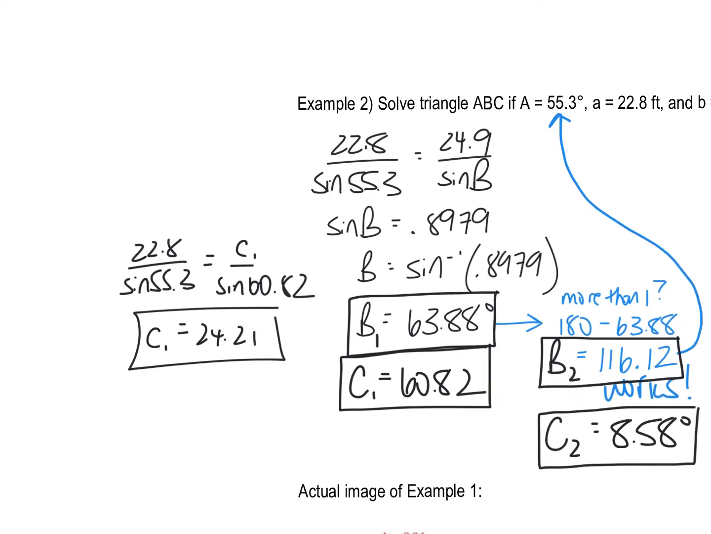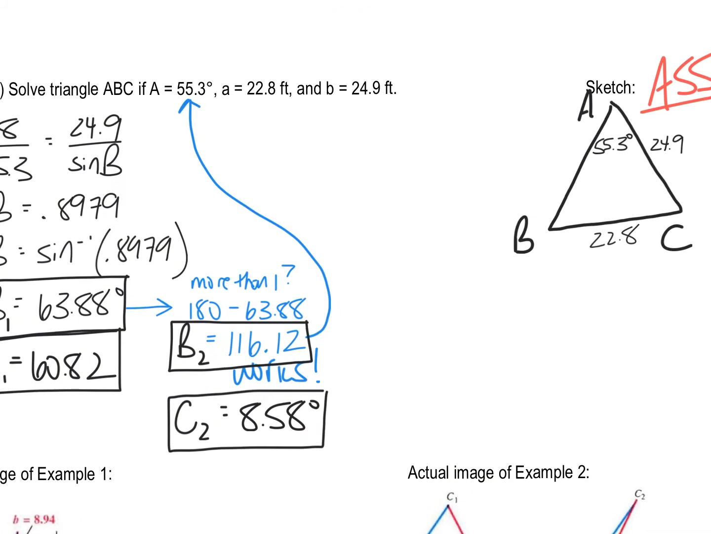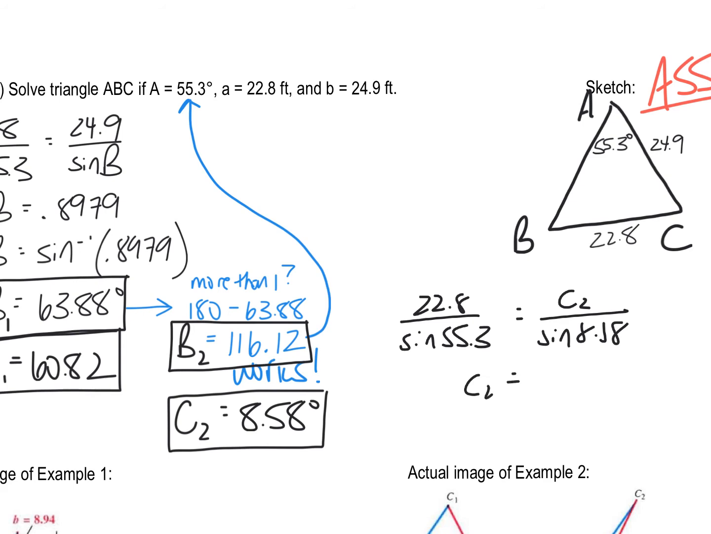Now going over to the second triangle, because I know I had two options for C, I'm going to still start off with that same exact proportion that I used, 22.8 over sine 55.3, but I'm going to use a different C here. I'm going to use sine 8.58 over C2. Again, just cross multiply really quickly there to figure out that C2 equals 4.14.